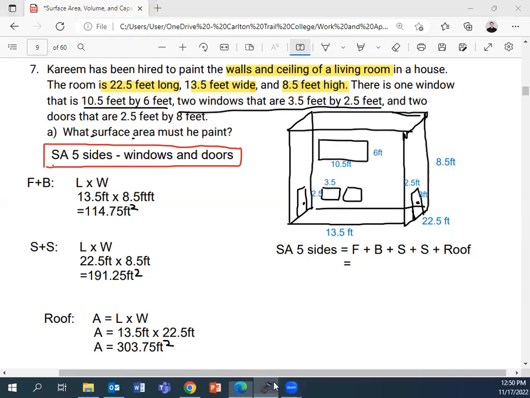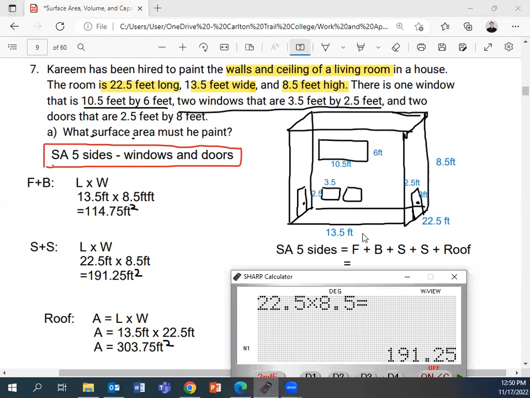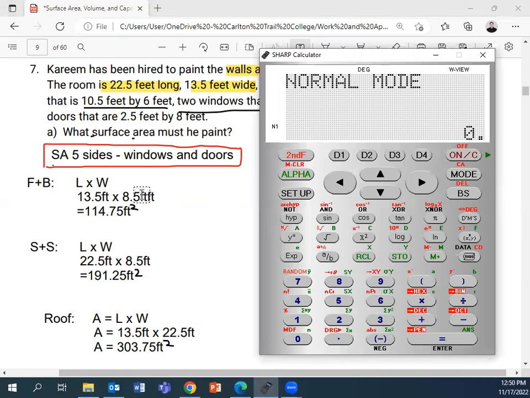So what I'm going to do then is add all these up. I'm doing the front and the back, right? So it's 114.75. Now remember, this is only the dimensions of one of those fronts and backs, not both. So I need to add that together again, 114.75. Then I need to add both sides together, right? So two of these together, 191.25 plus 191.25.